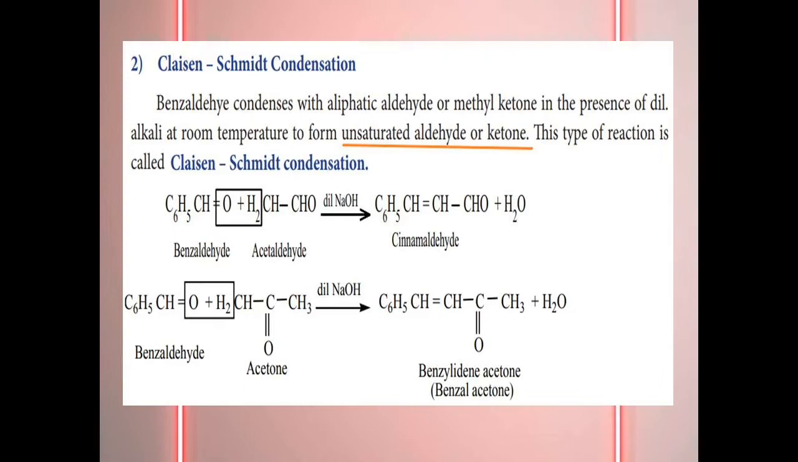The next reaction: benzaldehyde is added with acetone. Benzaldehyde gives oxygen and acetone gives 2 hydrogens in the presence of sodium hydroxide. We get a compound like benzylidene. C6H5CH double bond CH is called benzylidene, and the remaining part is acetone. Next one, benzalacetone. Benzal means C6H5CH, and the remaining part is acetone.